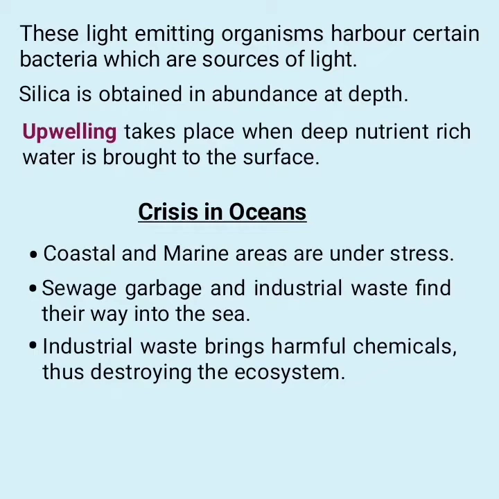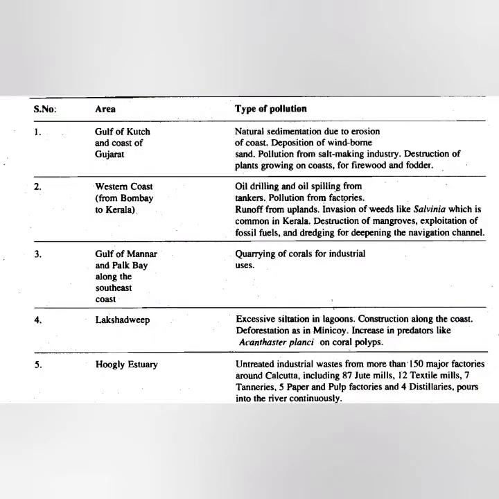Silica is obtained in abundance at depth. Upwelling takes place when deep nutrient-rich water is brought to the surface. Let's talk about the crisis in oceans. Coastal and marine areas are under stress. Sewage, garbage, and industrial waste find their way into the sea. Industrial waste brings harmful chemicals, thus destroying the ecosystem. Take a look at the type of pollution in some of the Gulf areas.